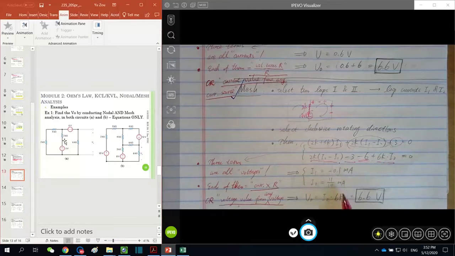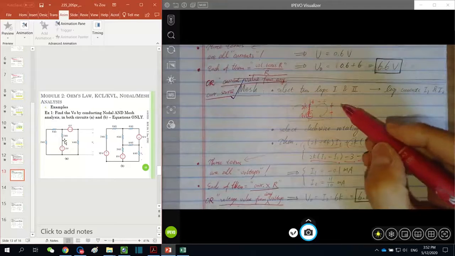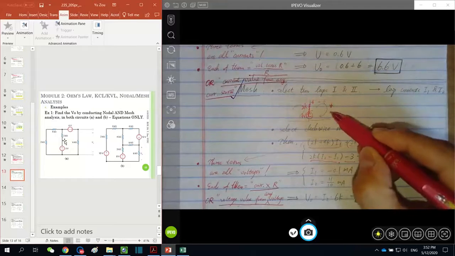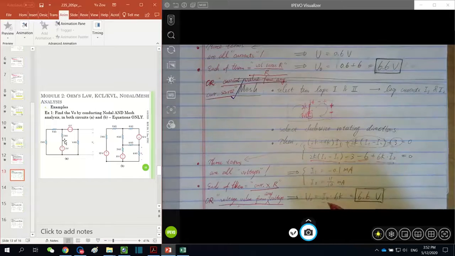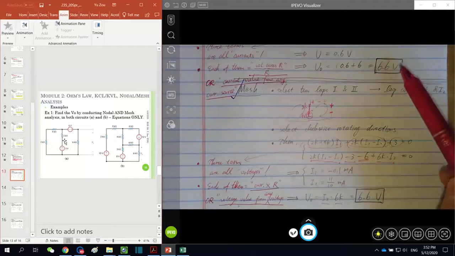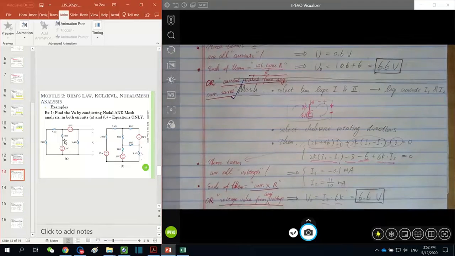After these 2 values, we should focus on what is asked for, which is V0. V0 is the voltage here. So how to find V0? V0, obviously by Ohm's law, equals 6K times the current through it, which is I2. So it equals 6.6 volts, the same result as the previous nodal analysis. Hopefully this is clear. And if so, let's talk about circuit B.